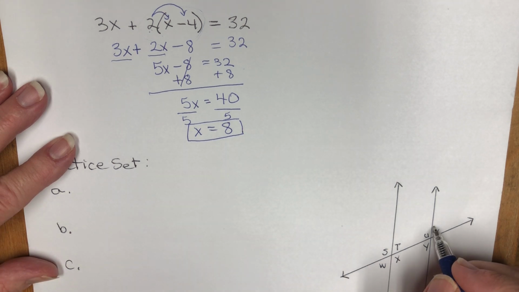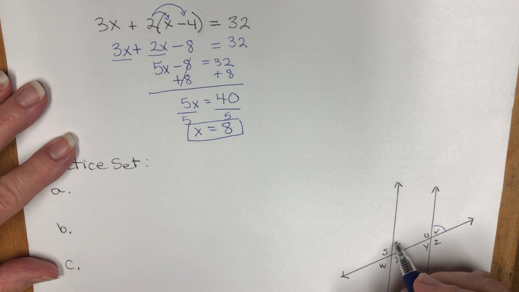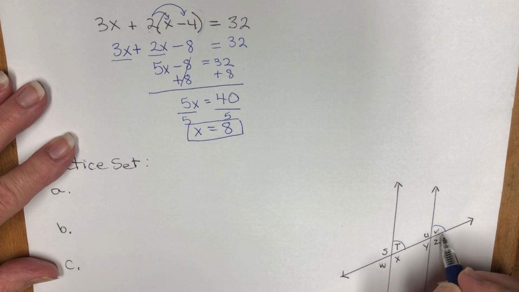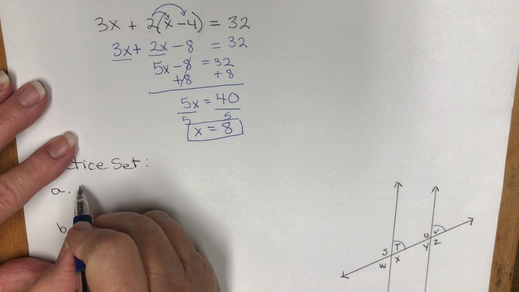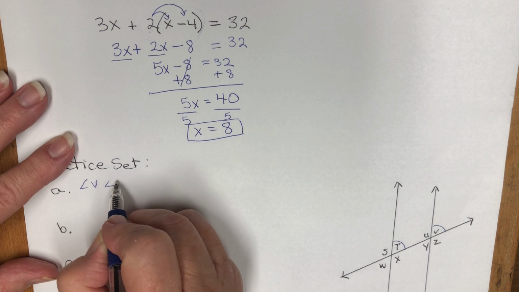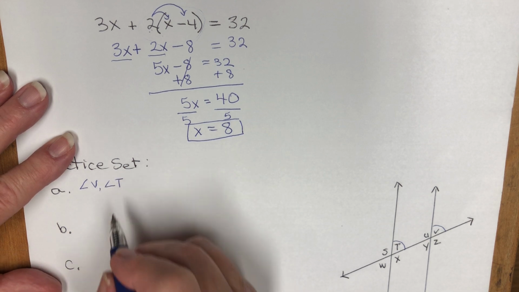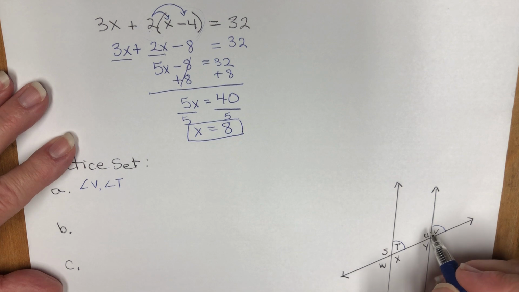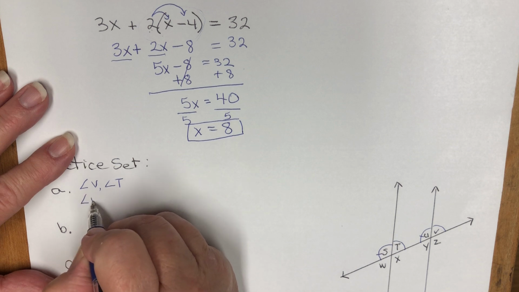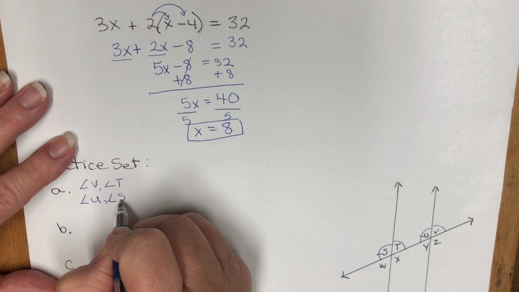So if I look at V first, here's its position. I'm staying on the same side of the transversal, and here is the corresponding angle. These are corresponding. So my first set of corresponding angles is angle V, angle T. That's the first set. Now let's stay on the same side of the transversal. Here is U, and same side of the transversal, same position, there's S. So now I have angle U and angle S.